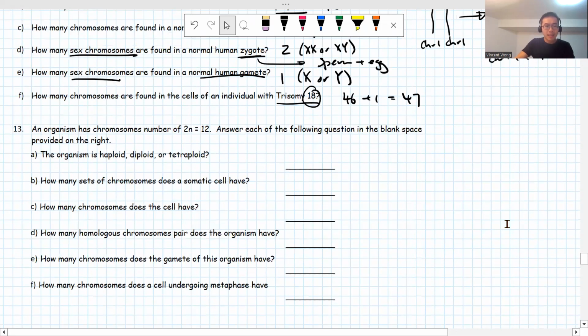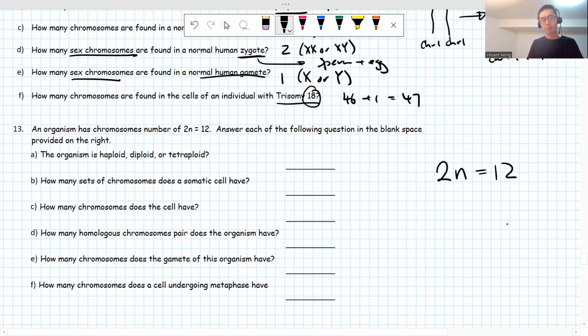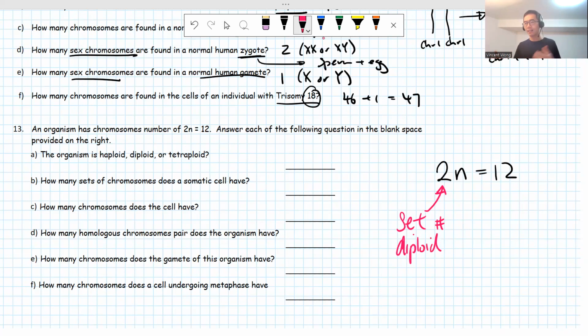An organism has a chromosome number of 2n equals 12. Let's take a closer look at what these numbers mean before you even look at the questions. It's better to clearly understand this first, and you should do this on the test as well if you see something like this. So what does the 2 mean? 2 is the set number. If it's 2n, that means you have 2 sets. You are diploid. If it's 4n, then it has 4 sets, tetraploid. So it tells you how many sets you have.